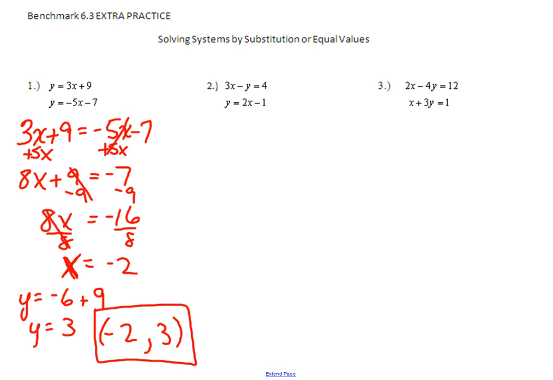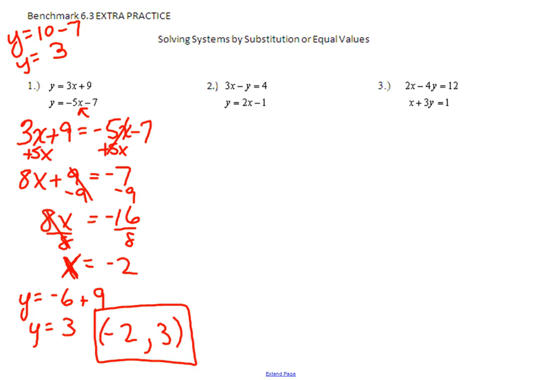Now to check our answer, might as well do that right away. I can take that same negative 2 and plug it into the other equation. So I'll go y equals negative 5 times negative 2, which is 10, minus 7. So real quickly we can check that we got the same answer for y, so I know that I'm right.